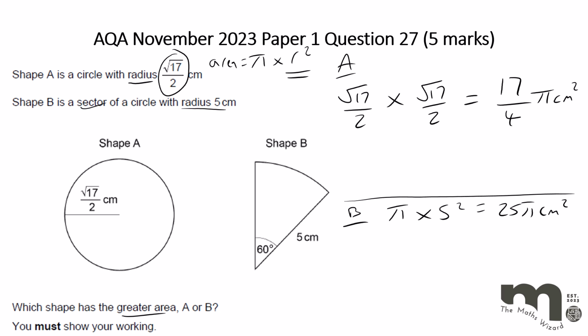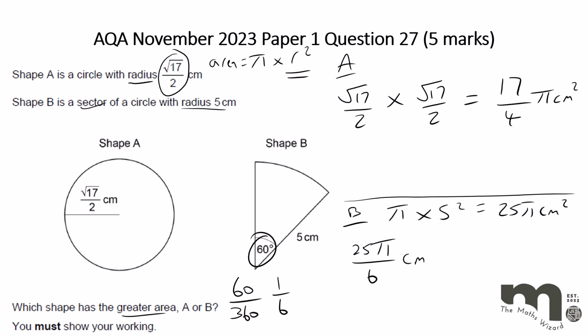Now we've got this 60 degrees here, so that's 60 out of 360. If you divide 60 by 60, you get 1, and 360 divided by 60 will give you 6. So that is 1/6 of a circle, and to find 1/6, we can divide by 6. So we can write 25 pi over 6 centimeters squared.